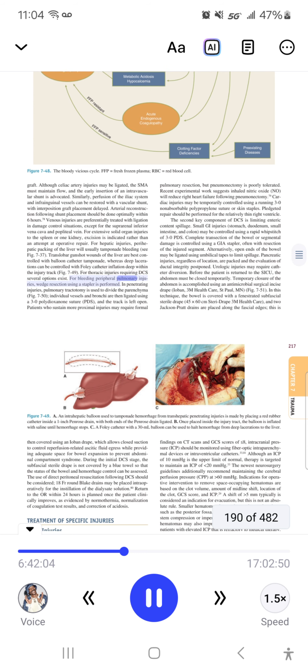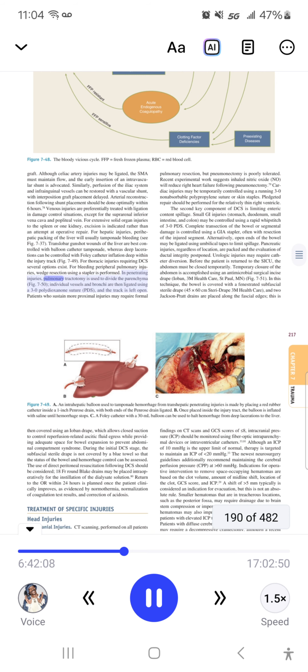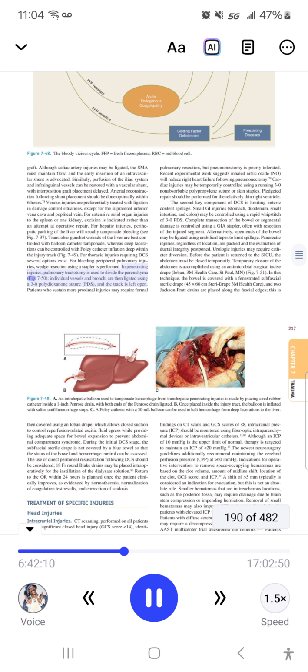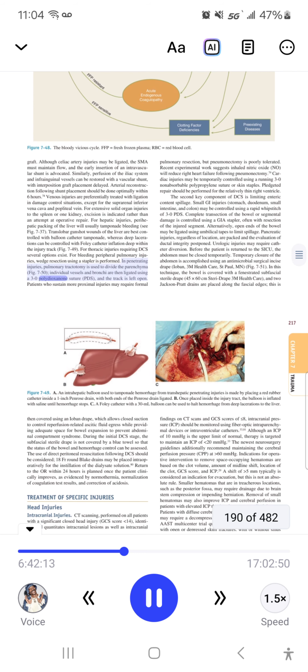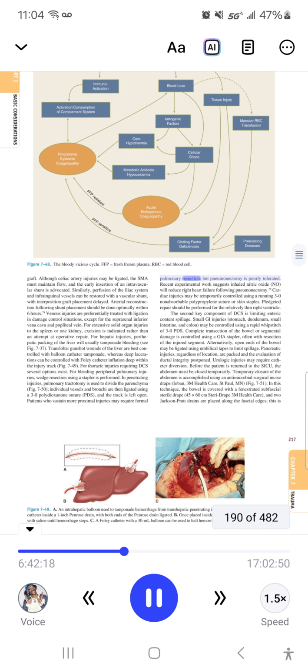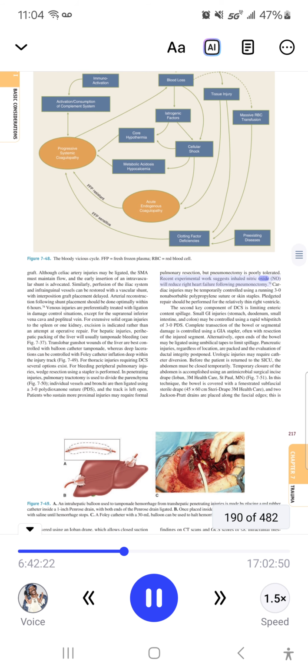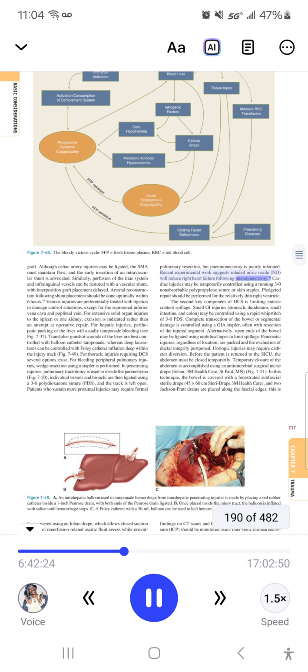For bleeding peripheral pulmonary injuries, wedge resection using a stapler is performed. In penetrating injuries, pulmonary tractotomy is used to divide the parenchyma. Fig. 750. Individual vessels and bronchi are then ligated using a 3-0 polydioxanone suture (PDS), and the tract is left open. Patients who sustain more proximal injuries may require formal pulmonary resection, but pneumonectomy is poorly tolerated. Recent experimental work suggests inhaled nitric oxide will reduce right heart failure following pneumonectomy.